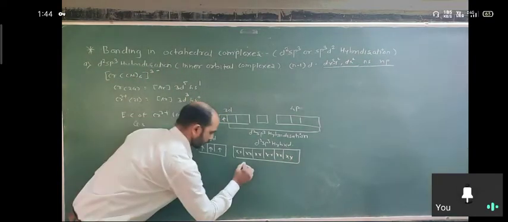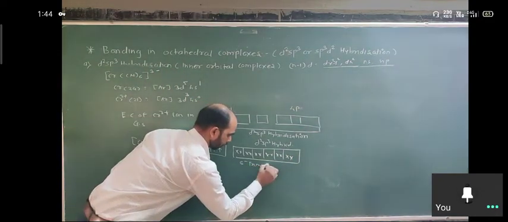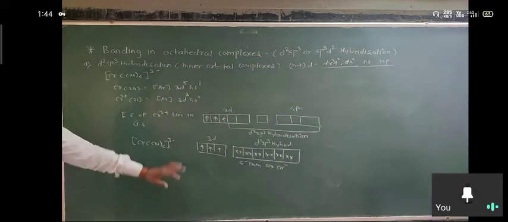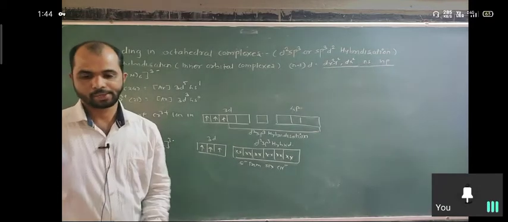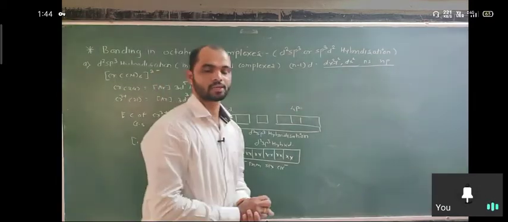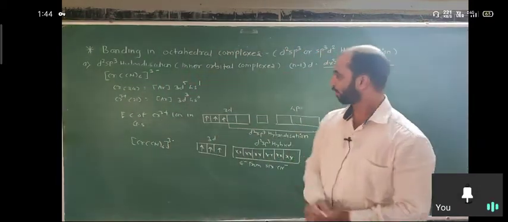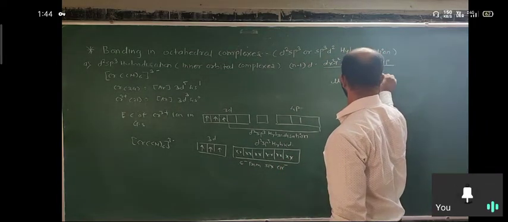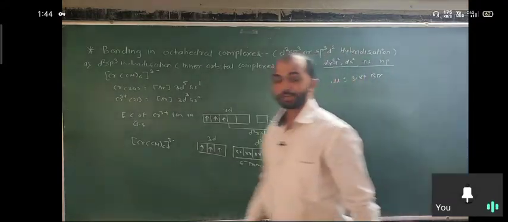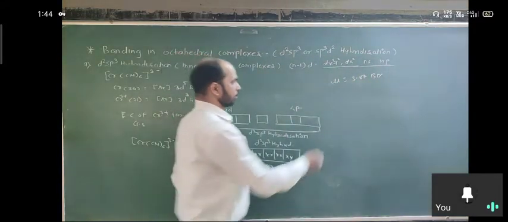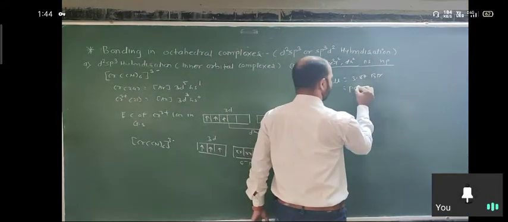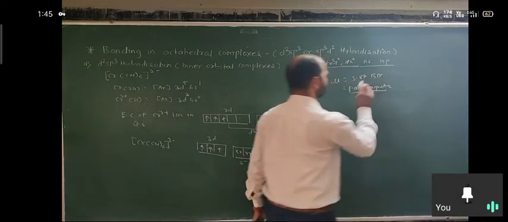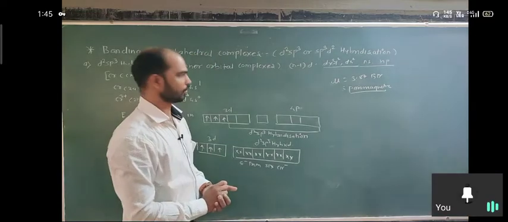CN- ligands. Electrons from 6 CN-. There are 3 unpaired electrons. So if there are 3 unpaired electrons, the value of the magnetic moment is 3.87 Bohr magneton. It is paramagnetic in nature. It is 3.8 to 3.9, something you can calculate, okay.